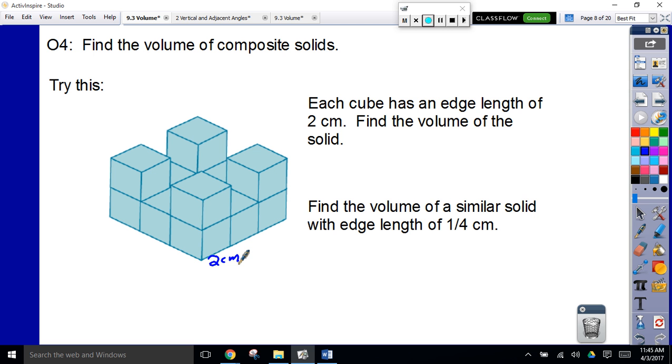8. Good. So the volume of one cube is 8 cubic centimeters. How many cubes do we have all together in that shape? Madison? I don't know. Well, let's see. We've got 3 across this way and 3 across this way. So in the base, how many cubes do we have?